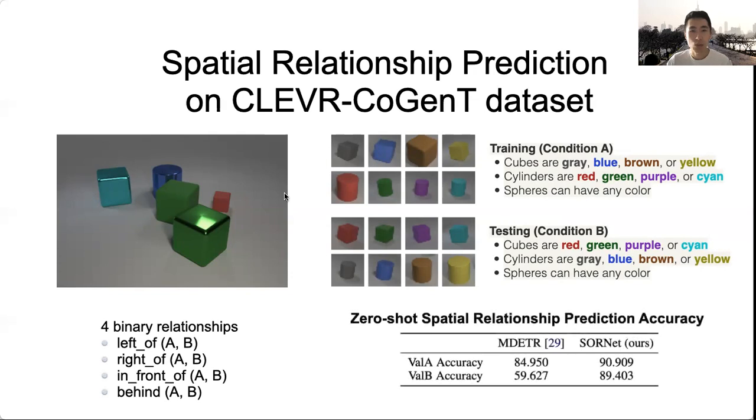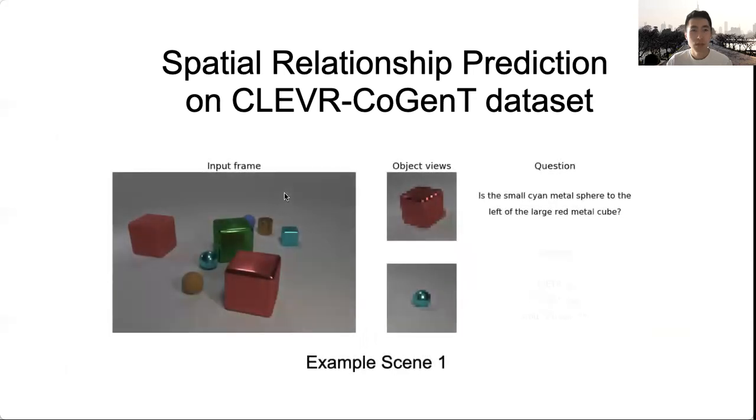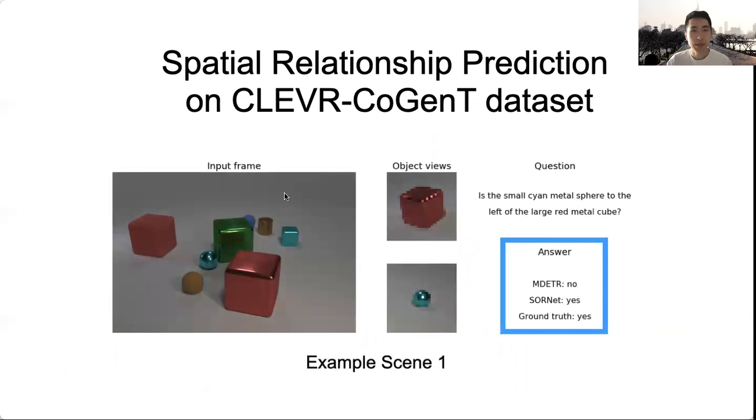We can see that SORNet achieves a significantly smaller generalization gap than MData, a recent work which also reports zero-shot results on Clever Cogent. Here are a few qualitative results.